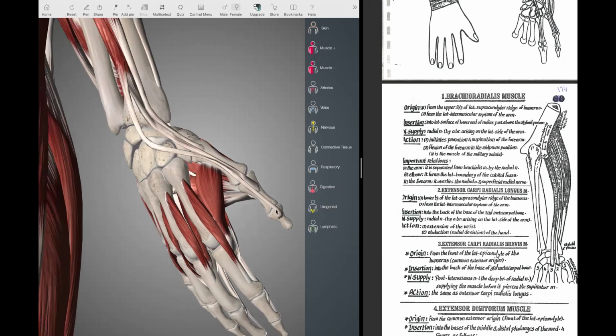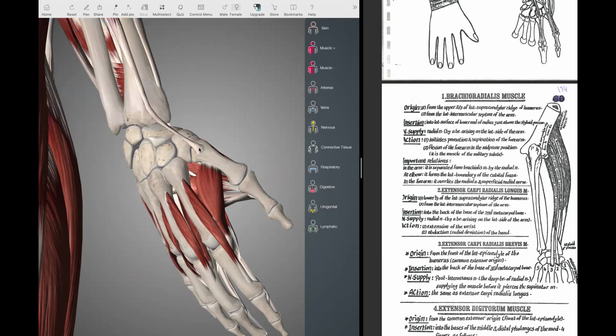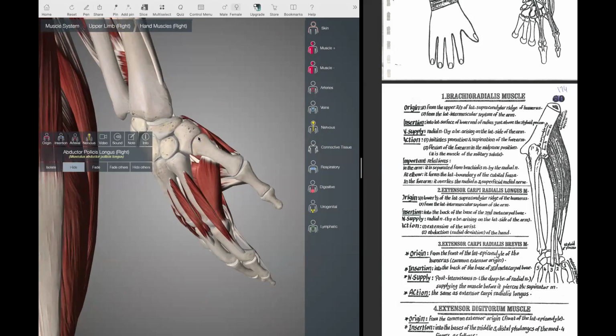Look here, I'm telling you this one is extensor pollicis longus because it's the long one. It's extending all the way. Look, there we go. Easy. Extensor pollicis brevis. There we go. And this one here is the shortest one in the thumb. It's the abductor pollicis longus of the thumb, the longest one. Now the brevis of the abductor pollicis is somewhere here. But do you get it? Do you kind of get it?